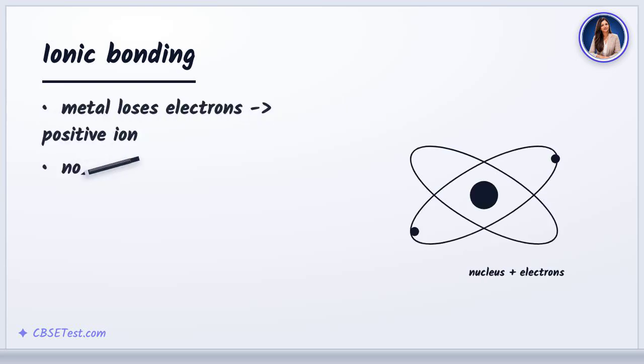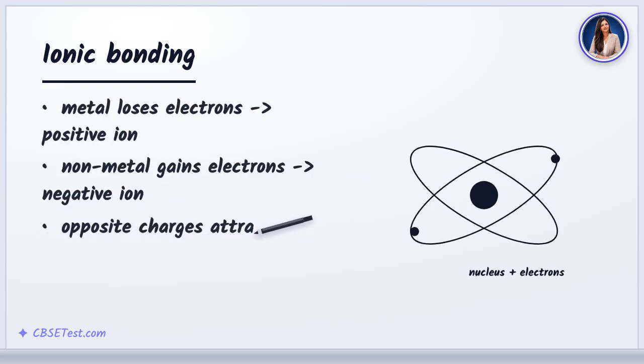Metals lose electrons to become positive ions. Nonmetals gain them to become negative ions. The opposite charges attract, forming a strong ionic bond.